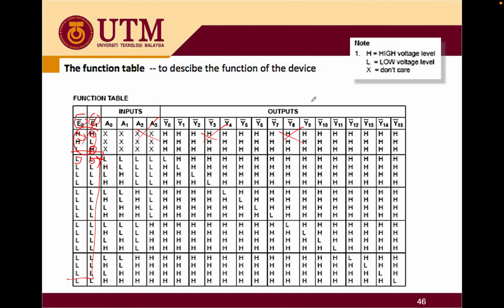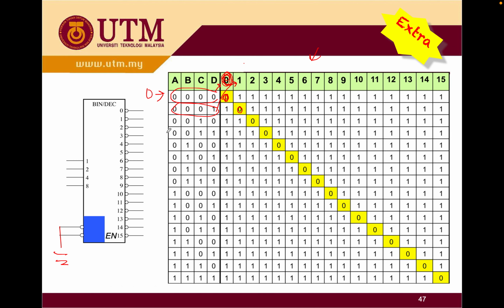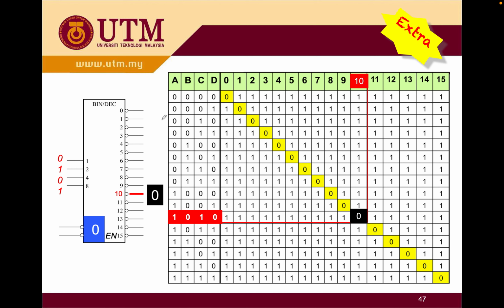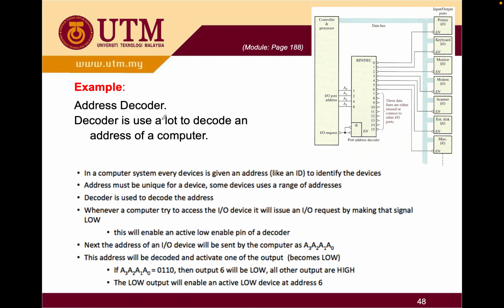Why is it high? Because your output should get 0 if it is active input, right? So that is the thing. Please make sure you really carefully understand all of these 3-bit decoder, 4-bit decoder. It is not too hard for you to remember and also understand.